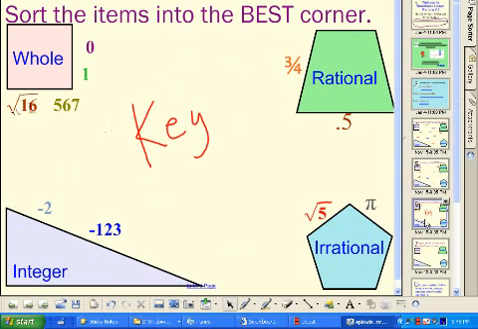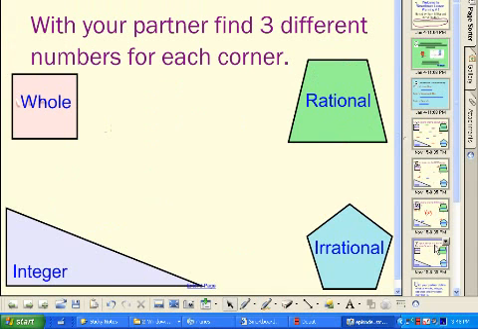After that, though, what we want to do is turn the tables on them. Now we ask them to find 3 different numbers for each corner. On their paper or notes, they would come up with ideas with their partner, discussing what kind of numbers would be whole, what kind would be rational, and then we'd have different pairs of partners come up and demonstrate this in front of the rest of the class.